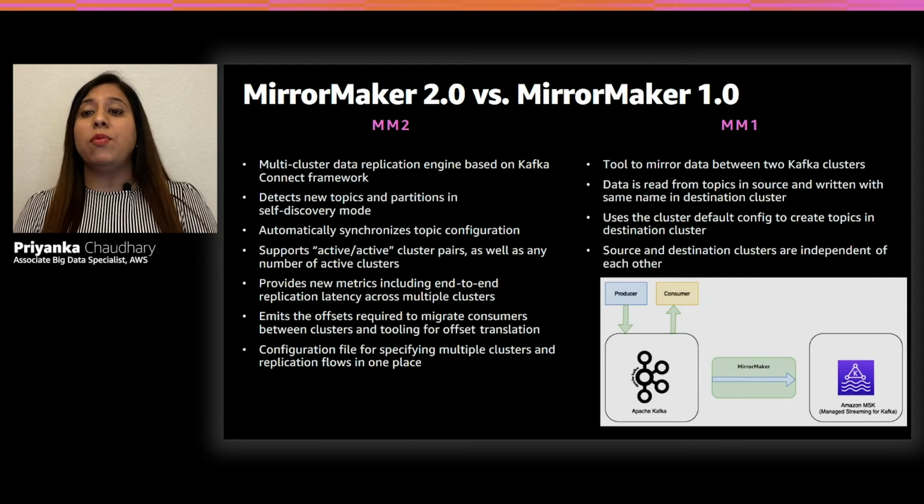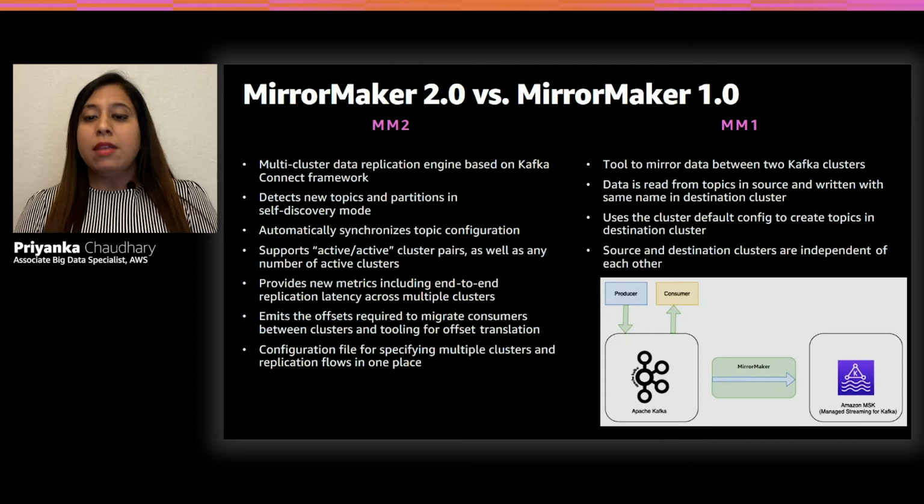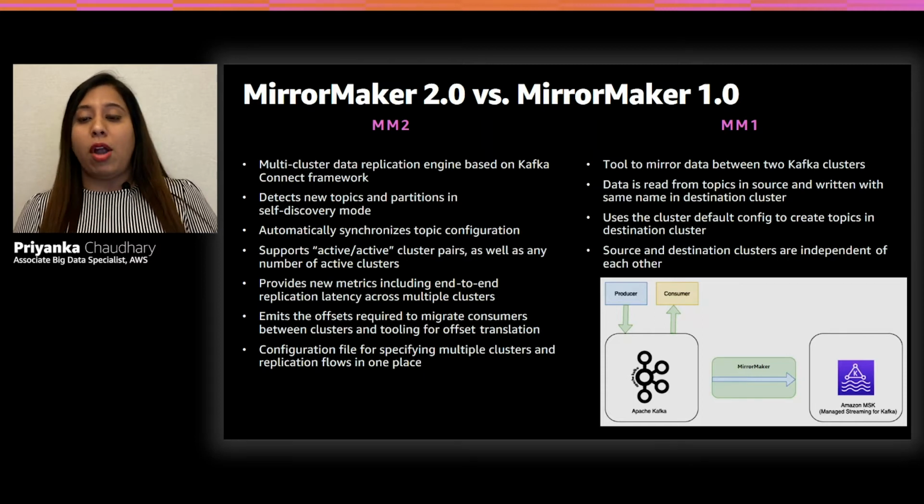So let's discuss MirrorMaker 1. It's a tool to mirror data between two Kafka clusters. Data is read from topics in the source and written with the same name in the destination cluster. Topics are configured with the same default configuration and you need to do repartitioning manually. All the ACL configurations and other configuration cannot be mirrored across the clusters with the help of MirrorMaker 1. So you need to do a lot of manual work to map the ACL configurations.